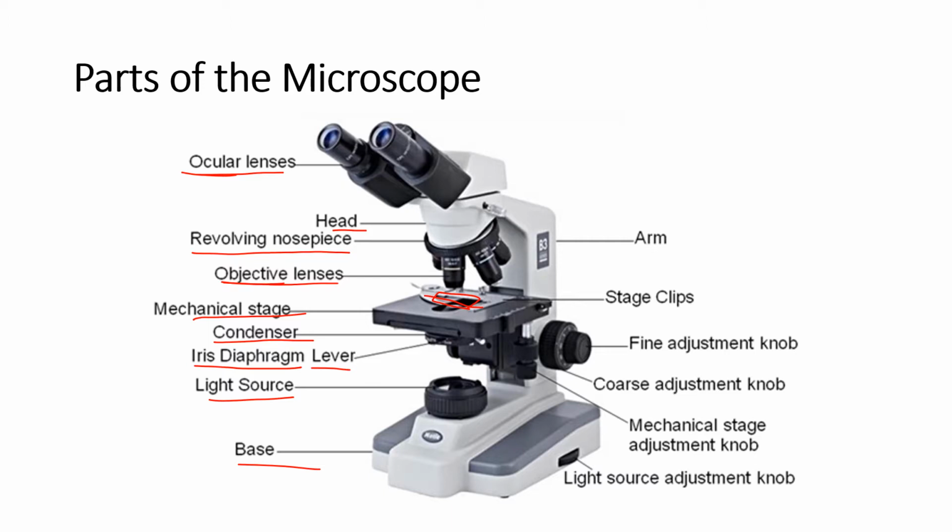Going on the other side, this is the arm. So this big support is the arm, and that's what you carry the microscope by. Then on top of the stage, you have stage clips. They hold the slide on the stage. Then you have the fine adjustment knob, which is the smaller one here, and the coarse adjustment knob, which is the larger one there. And then there's the mechanical stage adjustment knob that moves the slide. And then there's the light source adjustment knob, and that is a dimmer, basically, controlling how much light is going into the microscope.